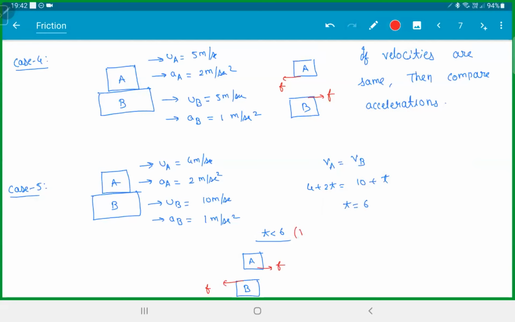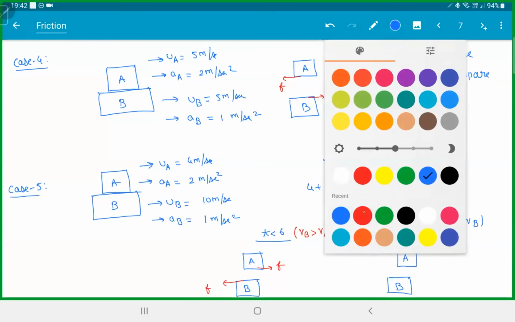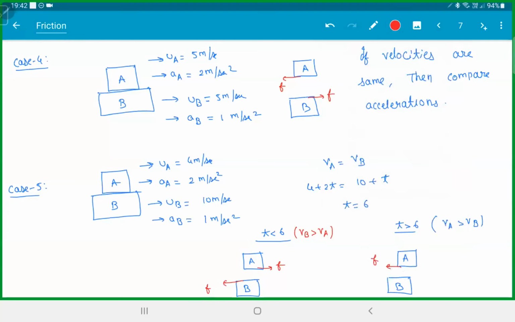For t greater than 6, VA becomes greater than VB. A starts going faster. Friction doesn't care what force; it simply sees who is going faster and who is going slower. The friction's direction will change in the middle of the motion. After 6 seconds, it will be different. Before 6 seconds, it will be different. This is the reason why friction was so dangerous. It had a separate chapter of its own.